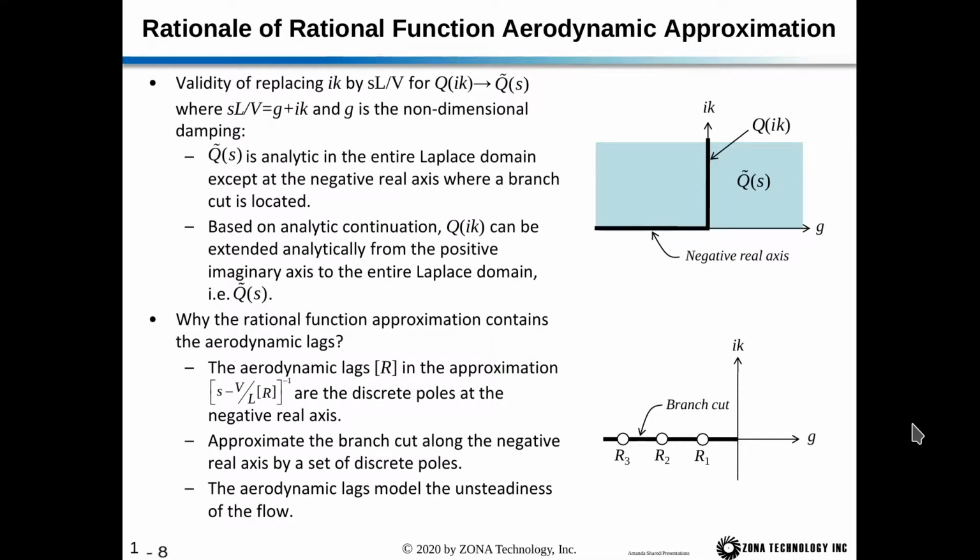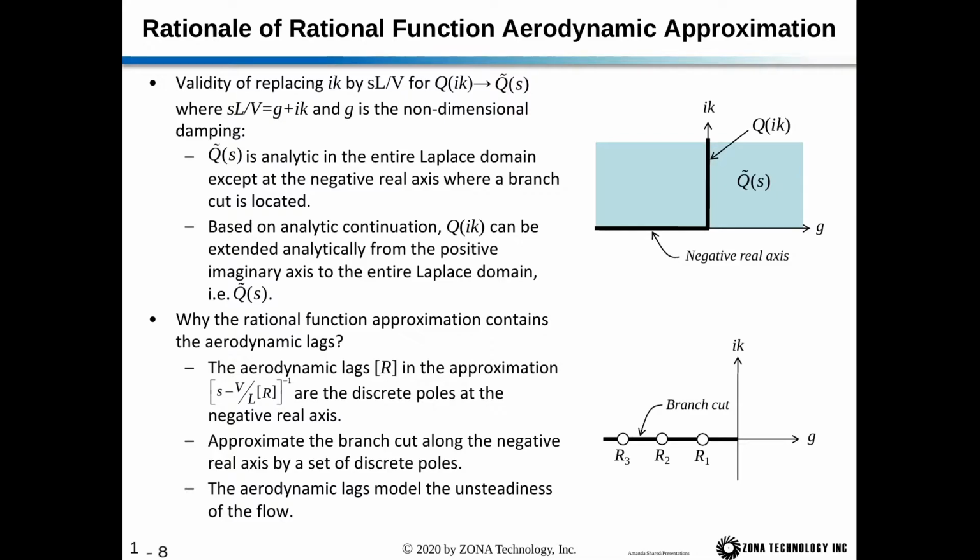So what's the rationale of this RFA approximation? The validity of replacing IK by SL over V for this transformation of Q of IK to Q tilde of S, where SL over V equals G plus IK, and G is the non-dimensional damping, is given here, where Q tilde of S is analytic in the entire Laplace domain except at the negative real axis where a branch cut is located. Now, based on analytic continuation, Q of IK can be extended analytically from the positive imaginary axis to the entire Laplace domain, which is Q tilde of S.